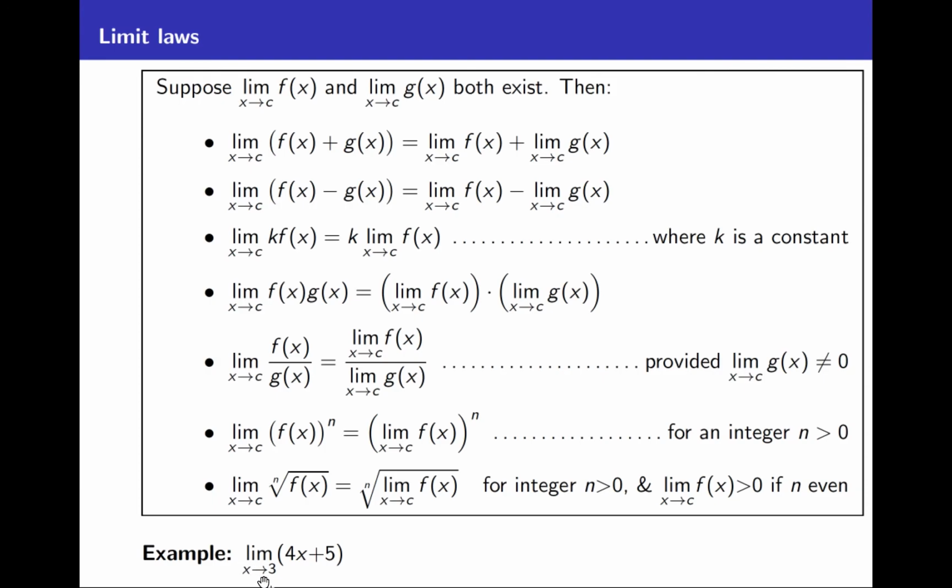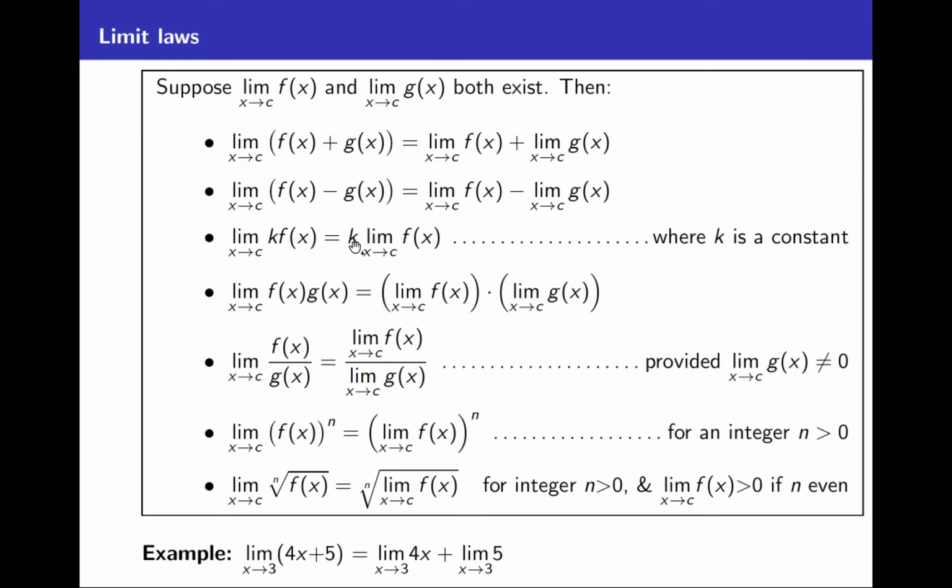Think about the limit as x approaches 3 of 4x plus 5. And I'll bet even without thinking about any of these limit laws, you have a pretty good idea of what that equals. But let's break it down using the limit laws. We have the limit as x approaches 3 of 4x plus 5, and that's the sum of two functions. So by the very first limit law up here, this breaks up into the sum of two limits: the limit as x approaches 3 of 4x plus the limit as x approaches 3 of the constant function 5.